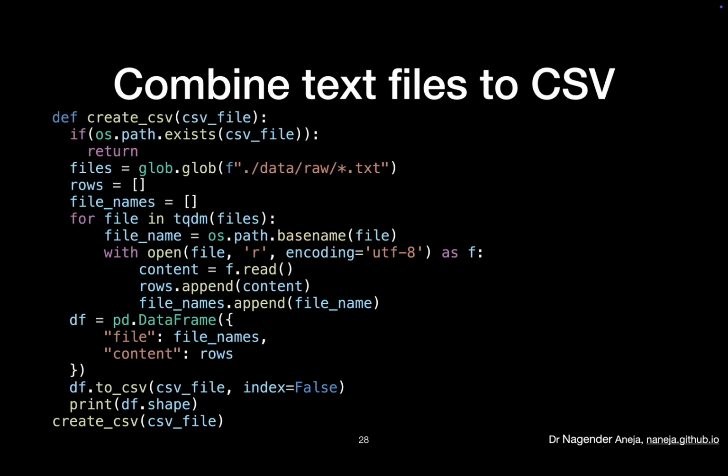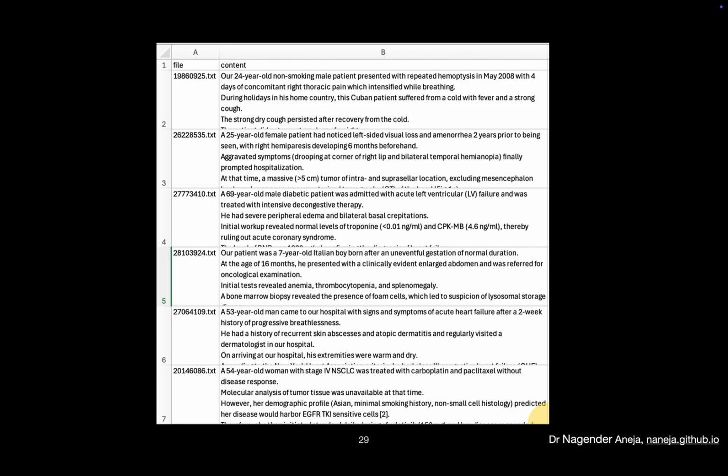Let's do this. So I have written this function, create CSV. We'll give it the CSV file we want to be created, right? If it exists, then it just returns. Otherwise, it searches all the txt files, data raw star.txt, and merges all of these txt files, saying that's the file and that's the content, and it returns the data frame. And it saves this data frame to this file. So it means that the file exists.